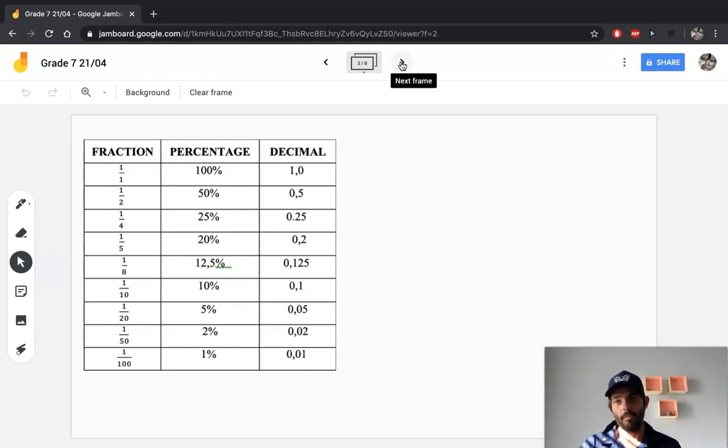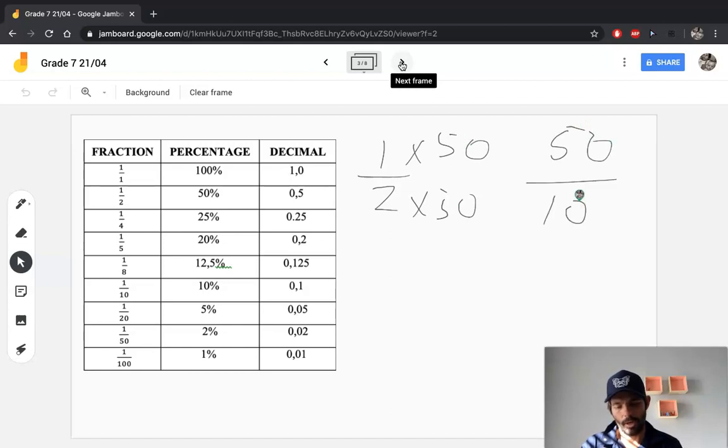How do I get from a fraction to a percentage? So if I've got a half, I know I must multiply by 50 to get to a number out of 100, because percentage is out of 100, and that gives me my 50%. Okay, so that's quite a straightforward one.